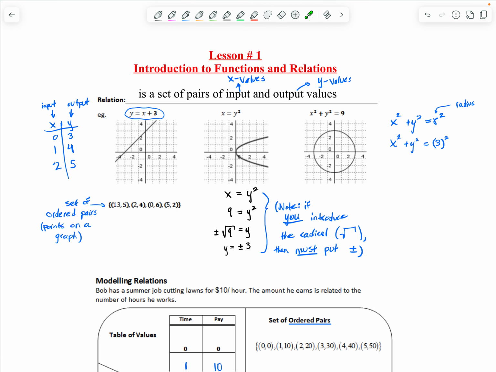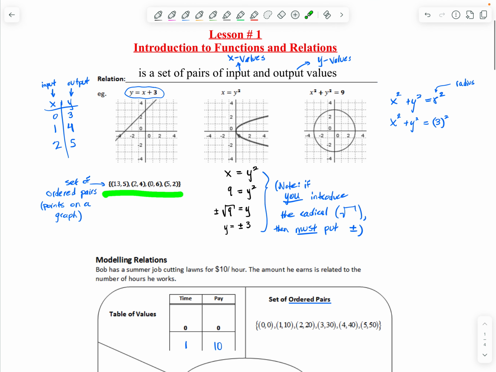All right. So with that in mind, now we're able to take a look at a different type of relation, which is an ordered pair. It's just a list of coordinates right here, as we could see. It's just a bunch of points on a graph. Okay, so this is another type of relation right there.